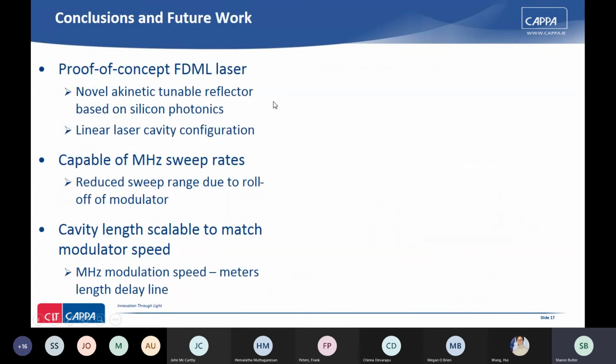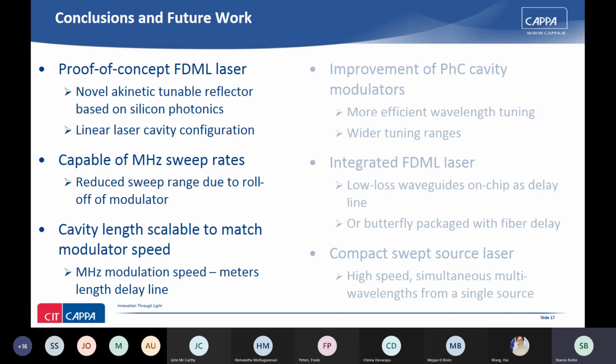So to conclude, it was a proof of concept demonstration of an FDML laser using that novel akinetic reflector component based on silicon photonics. It was in a linear cavity configuration. The modulators are capable of megahertz sweep rates, which we did measure and had results for. But there was a reduced sweep range because there was quite a roll-off on the modulator, but they are certainly capable of those speeds. At those speeds, the cavity length can be scaled to match the modulator's speed. So with megahertz modulation, you'd be talking about meters length of a delay line.